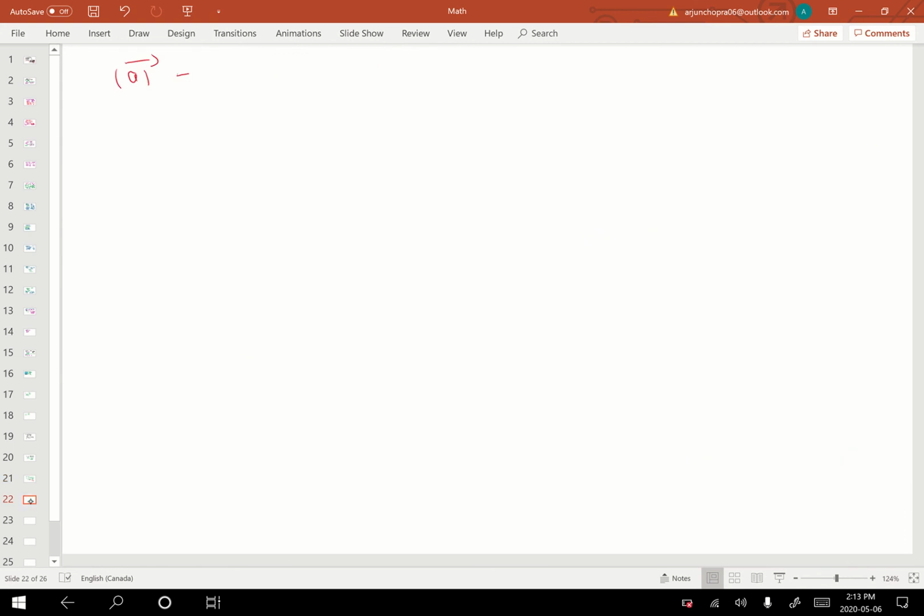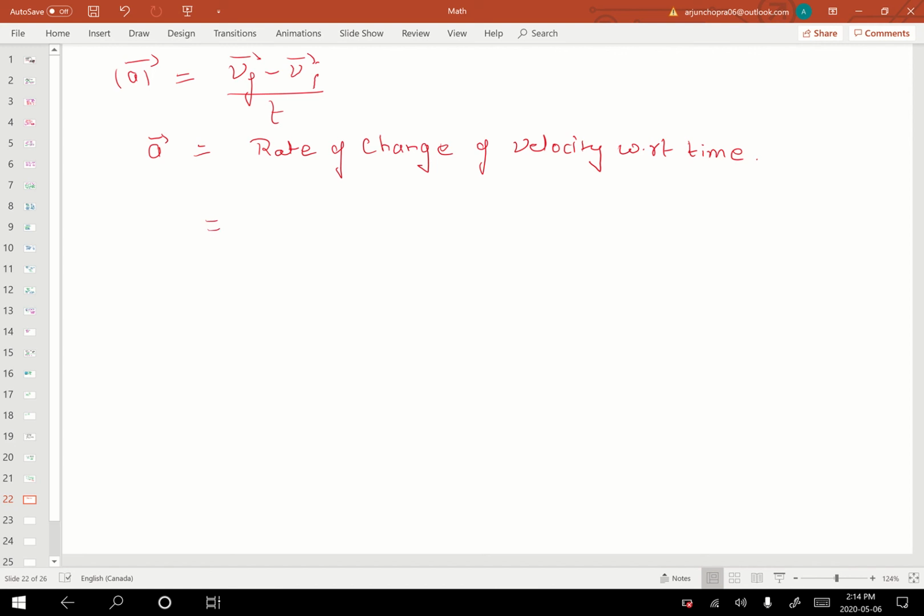Now let's talk about the acceleration. The acceleration formula is velocity final minus velocity initial divided by time. If I wanted to define this acceleration, it is the rate of change of velocity with respect to time.